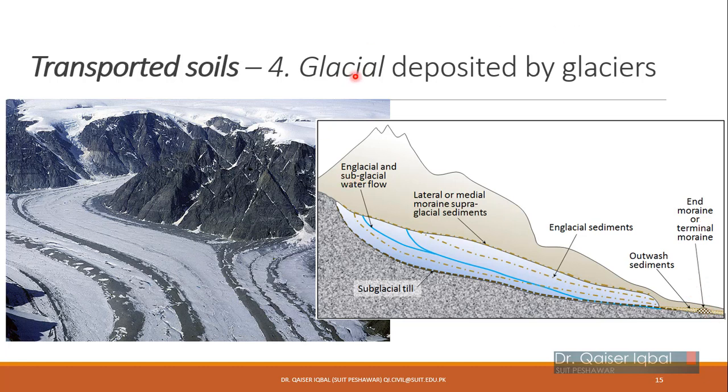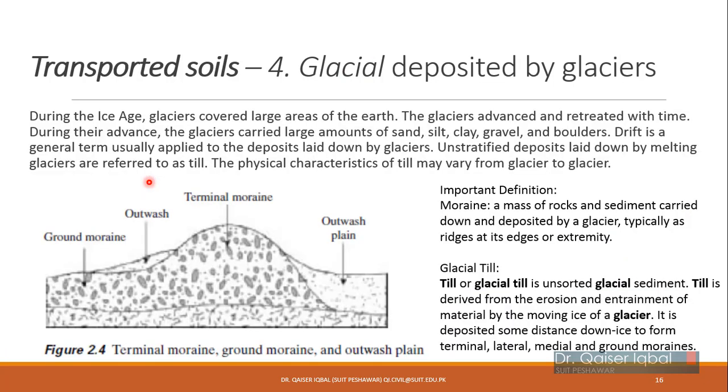So this will be known as glacial moraine and glacial till. There are two types over here. During the ice age, the time when the earth was fully covered by ice, glaciers covered large areas of the earth. The glaciers advanced and retreated with time. Sometimes they were increasing in size, sometimes reducing in size. So during their advance, the glaciers carried large amounts of sand, silt, clay and boulders with them.